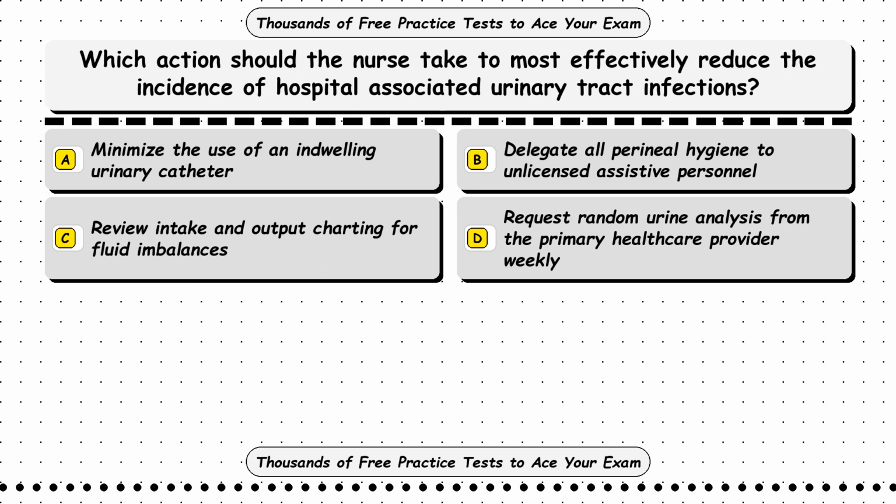Question 78. Which action should the nurse take to most effectively reduce the incidence of hospital-associated urinary tract infections? Option A. Minimize the use of an indwelling urinary catheter. Option B. Delegate all perineal hygiene to unlicensed assistive personnel. Option C. Review intake and output charting for fluid imbalances. Option D. Request random urine analysis from the primary healthcare provider weekly.